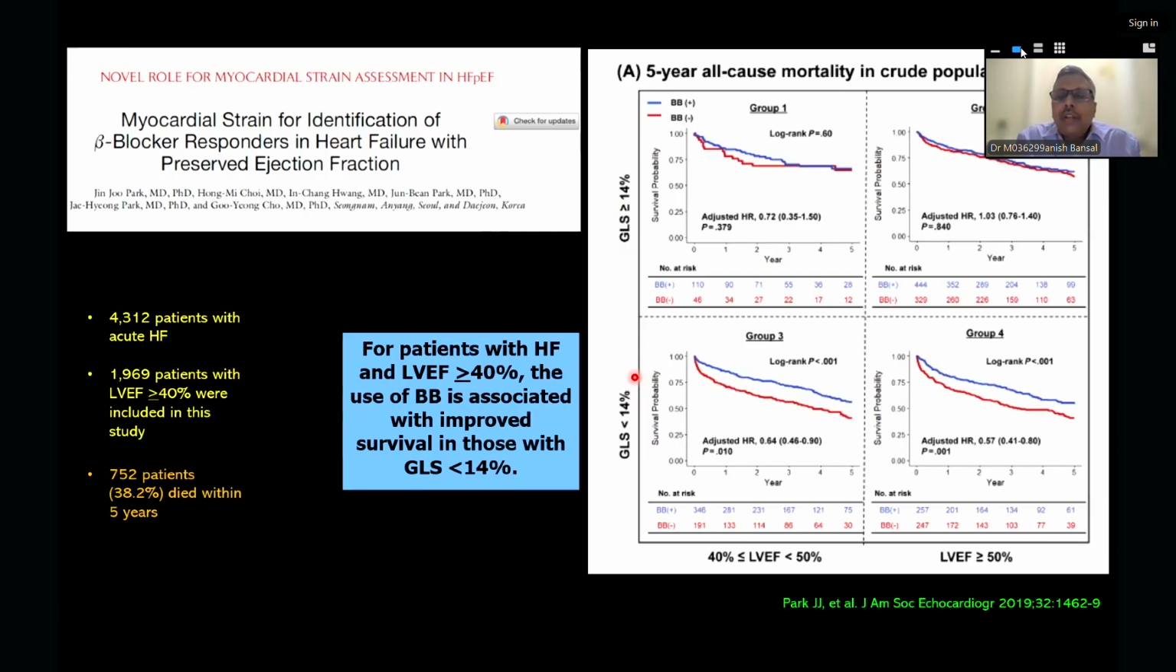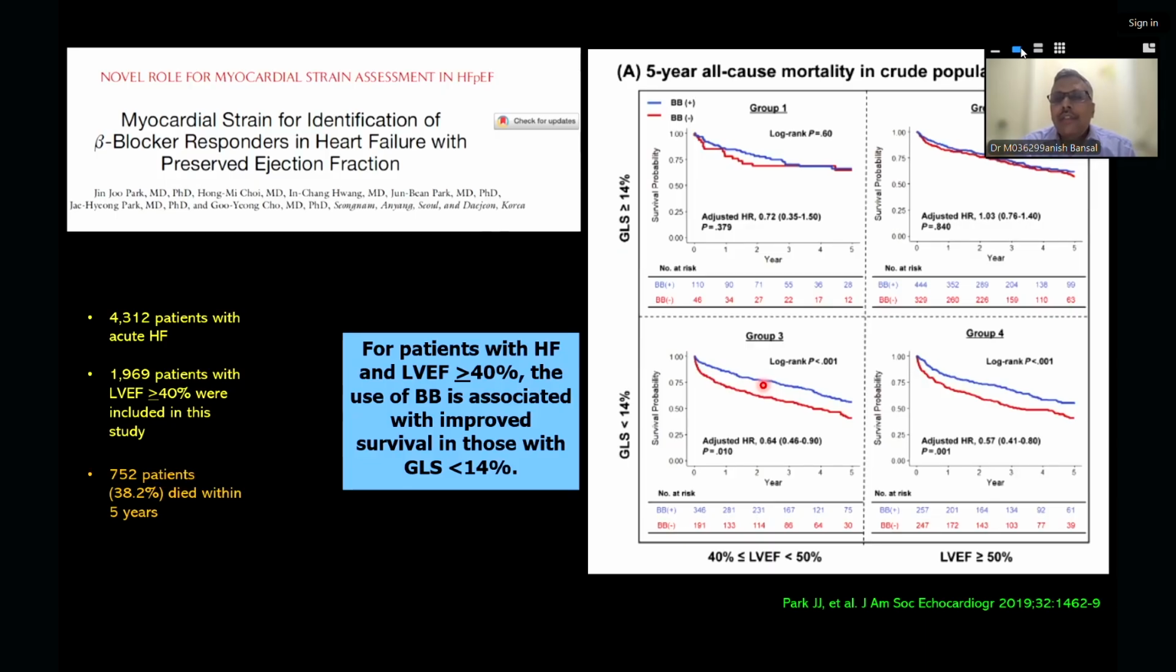The investigators looked at who were on beta blocker and who were not on beta blocker. Among patients who had reduced GLS, when they were treated with beta blocker, the mortality was significantly reduced. Now this is very important. In these patients, when EF is above 40%, currently there is no recommendation for routine use of beta blockers.